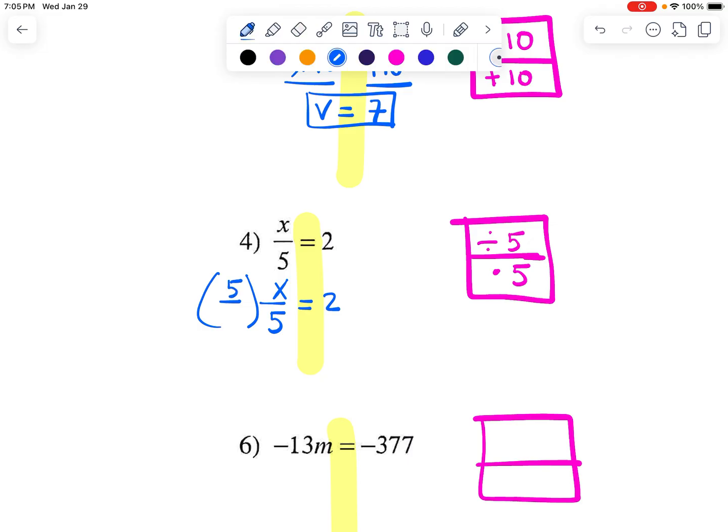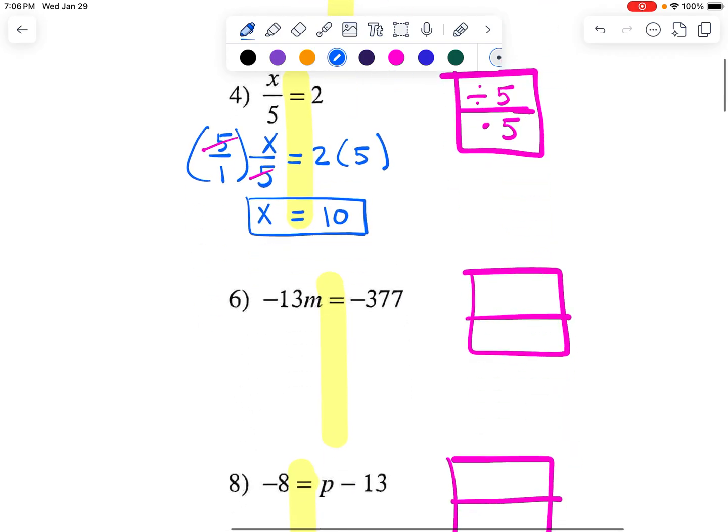And we have 5 over 1 on the left and 5, just a regular 5 on the right. These 5s, because you'll have 5 divided by 5, cancel. That's how you get positive 1x. And 2 times 5 is 10.